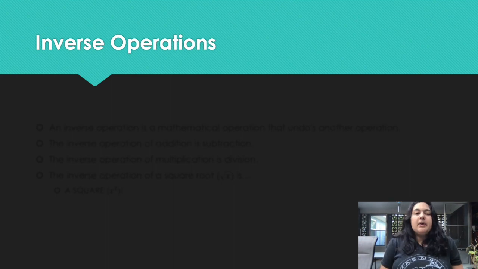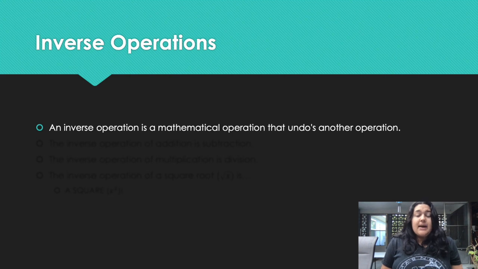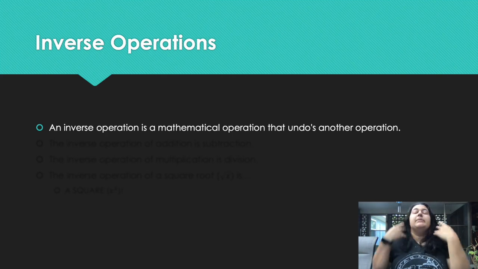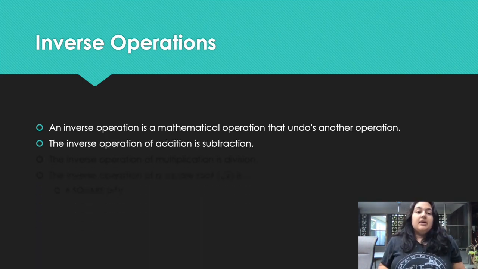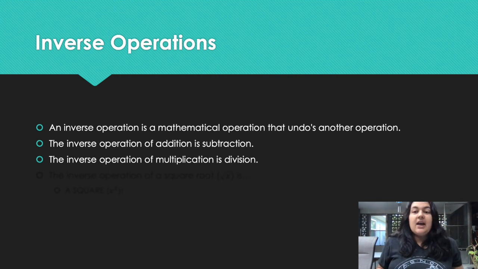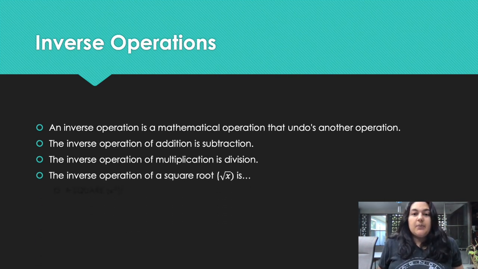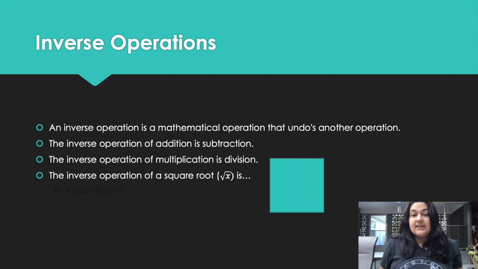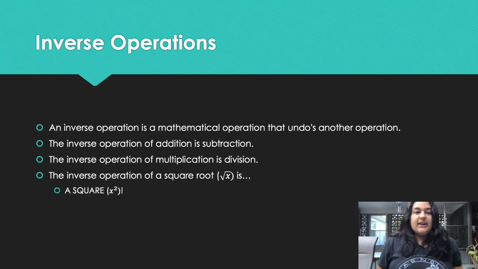Okay, let's talk about inverse operations for a minute. An inverse operation is a mathematical operation that undoes another operation. Now, I feel like that's bad grammar, but whatever, bear with me. Okay, so the inverse operation of addition is subtraction, and the inverse operation of multiplication is division. So the inverse operation of a square root is not that square. It's this square. Okay.